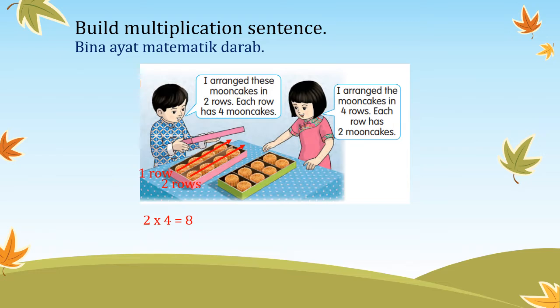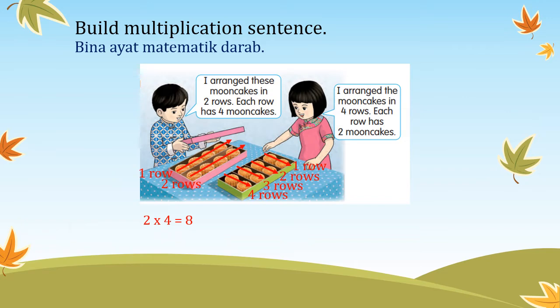Look at the girl said, I arrange the mooncakes in 4 rows. Each row has 2 mooncakes. Saya susun kuih bulan kepada 4 baris. Setiap baris ada 2 kuih bulan. Okay, let's count how many rows. 1, 2, 3, 4. So we have 4 rows. Ada 4 baris. So what is the number sentence?